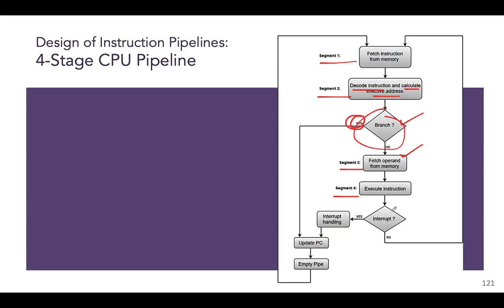So if there is no interrupt, then fine, normal execution will go on, and we will go up again to segment 1 and we'll fetch the next instruction, and the same steps will then follow. We'll take a look at this later.